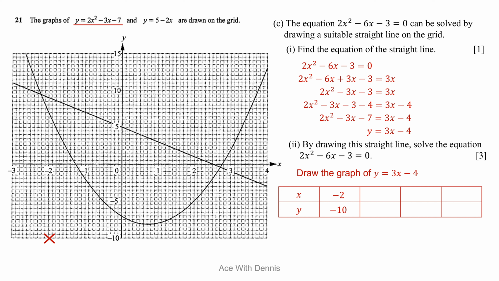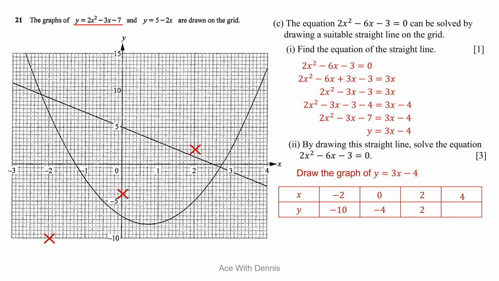So this is the coordinates of the point negative 2, negative 10. Next, let's choose x equal to 0, right? And the y value will be negative 4. So this point will be the point with the coordinates of 0, negative 4. And let's choose x equals 2, and the corresponding y value will be 2. So this point will be the point with the coordinates of 2, 2.